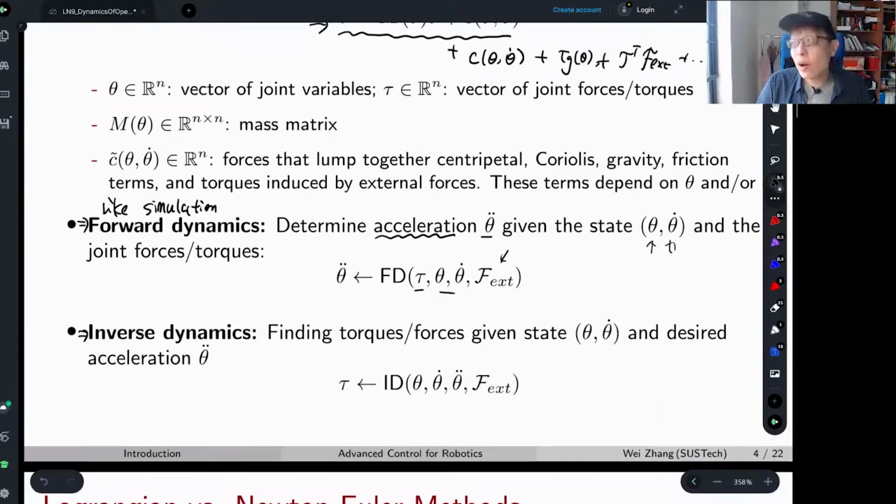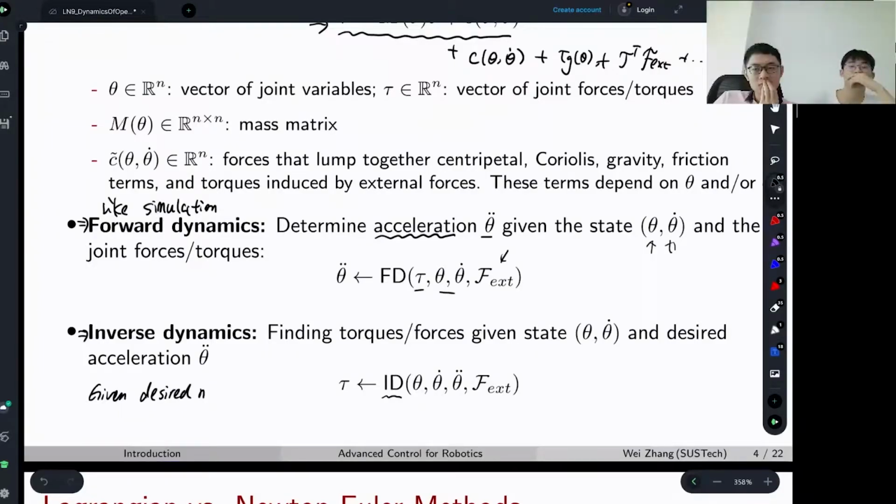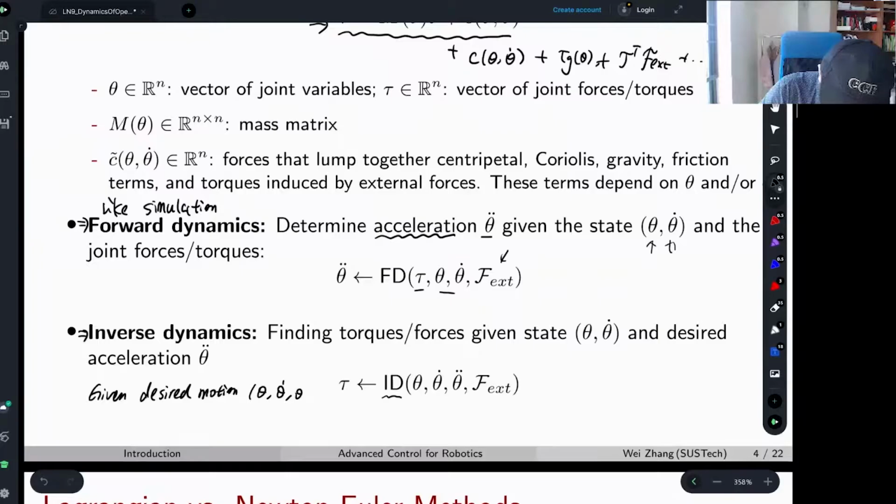Inverse dynamics is very useful for robotic systems because we want to design good torque inputs to send to each joint. That's called inverse dynamics. You tell me your desired motion. Let me write it down. So given desired motion, maybe in terms of theta dot, theta double dot.